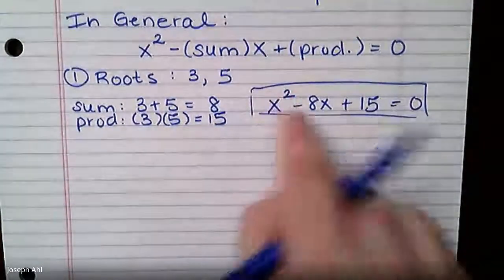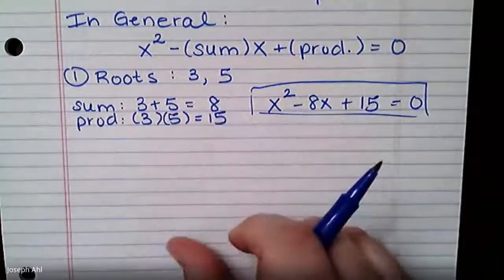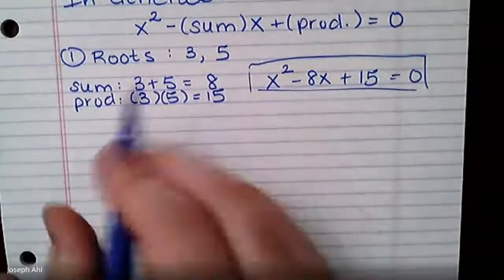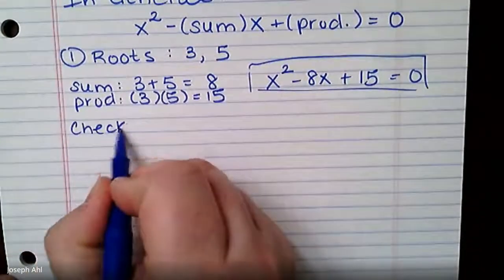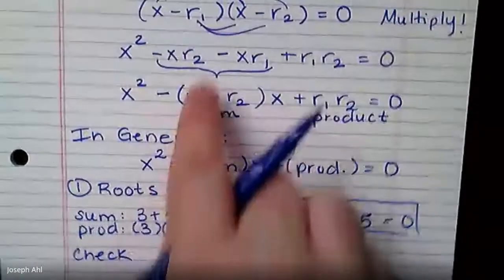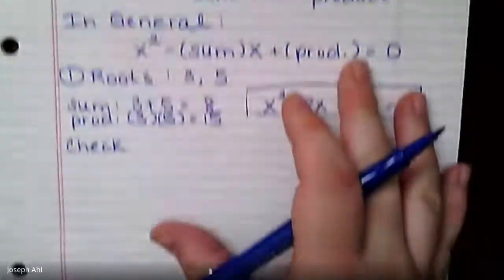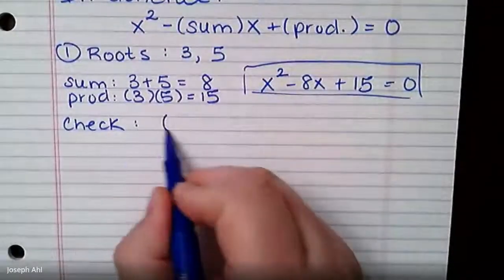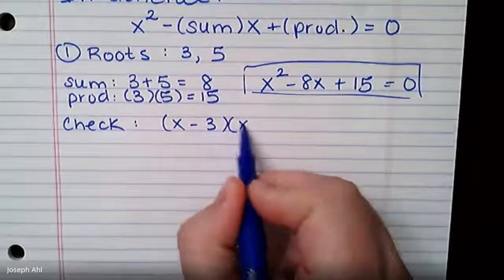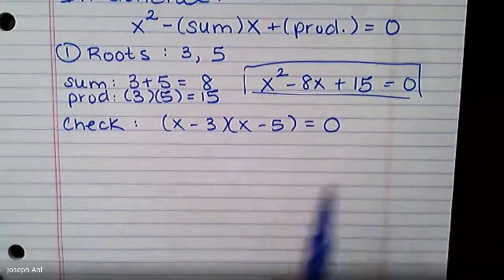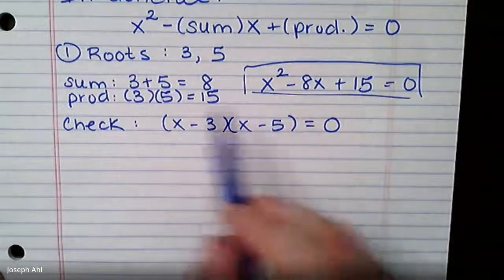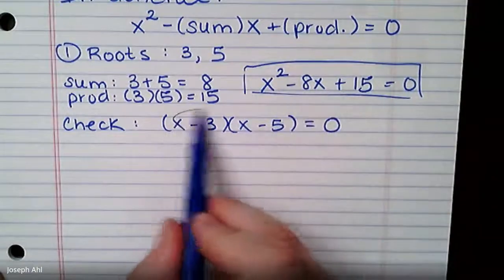I guess you could either factor this and see if you can get those roots again. Or why don't we check by creating those linear factors like we did up here, right? So if we have roots at 3 and 5, the linear factors would come from x minus 3 times x minus 5. Okay, so if I set that to 0 and I multiply this together, will I get this result again? I don't know.